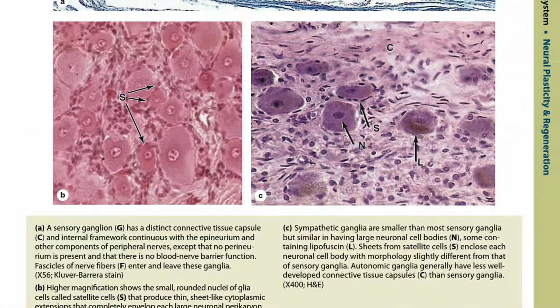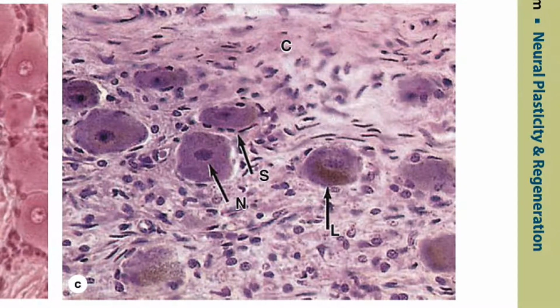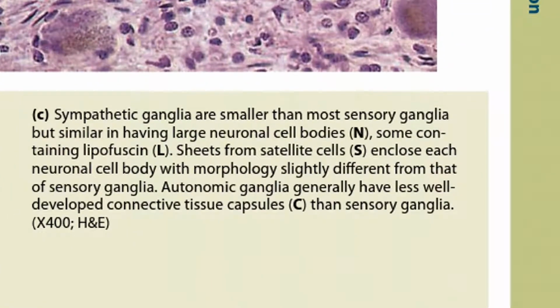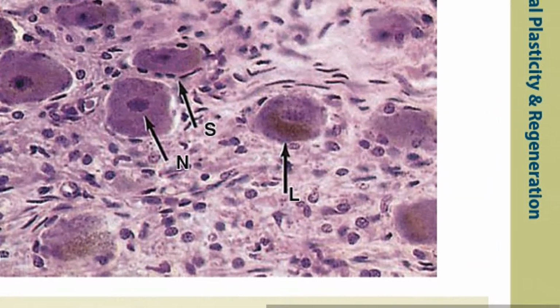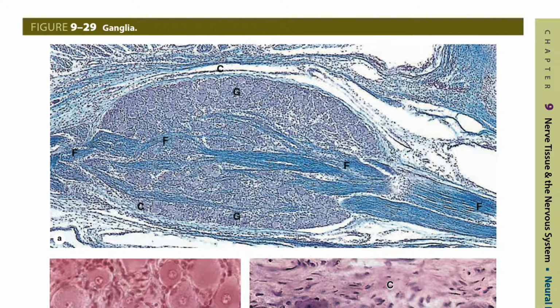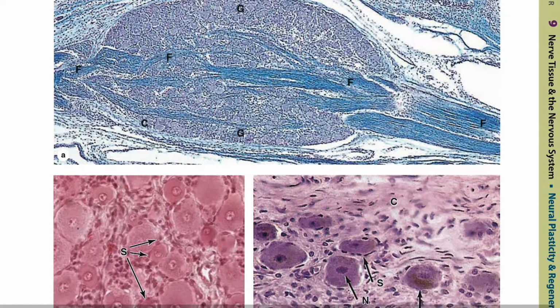Then in this figure you see the notations C, S, N and L. N is for neuronal cell body, L is for lipofuscin, and we have already discussed this lipofuscin. Then S is the satellite cell, and C is the connective tissue capsule. So all these three slides show the structure and the components of the ganglia.